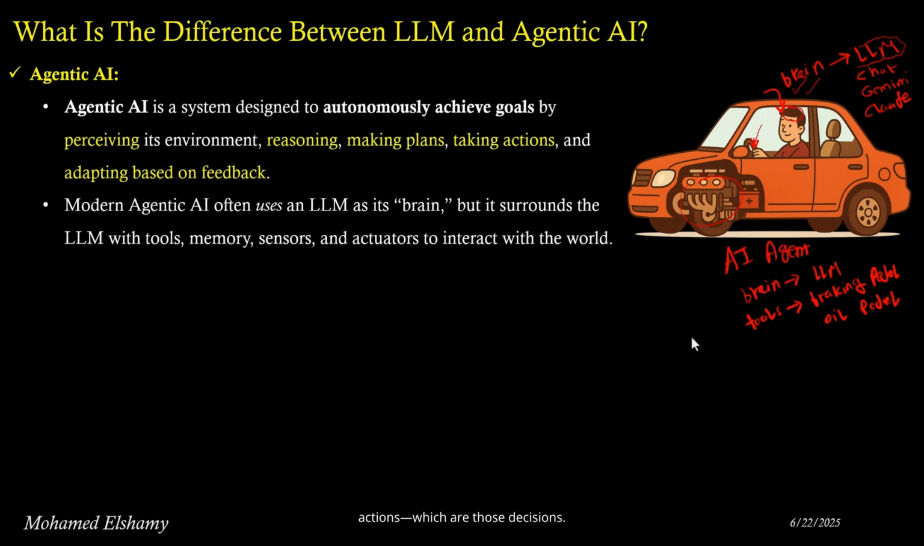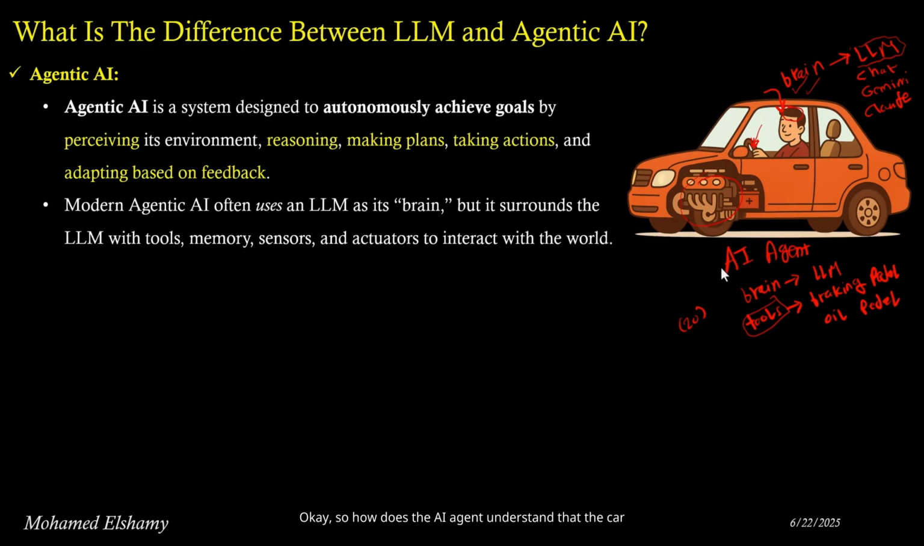Which are those decisions? Okay, so how is it going to take those actions? It will do so through the tools that are installed with it. For example, if the person in front of us feels that the car is slow. So how does he feel that the car is slow? By looking at the speed in front of him and seeing that, for example, the speed is 20 and the road ahead is empty. The road ahead is empty, so you need to speed up the car.